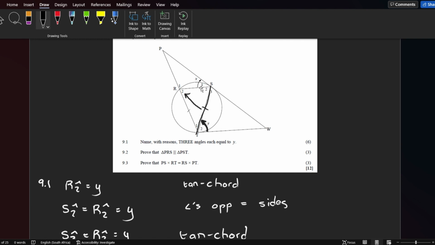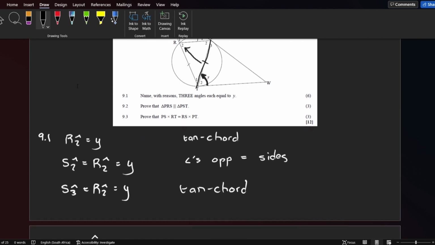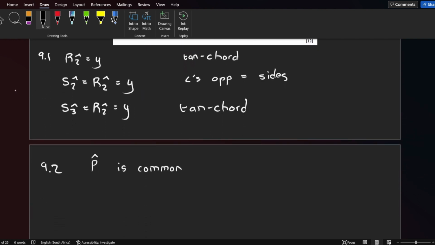Yes, those are equal because of the tan chord theorem. So angle S1 and angle T1 are equal. Angle S1 is equal to angle T1, and the reason there will be the tan chord theorem, and that is equal to x. So those two are equal.